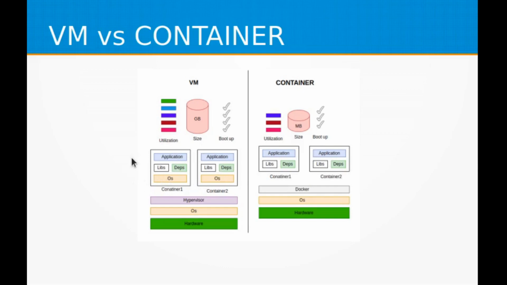Then the virtual machines also consume higher disk space. This is also because they are very heavy. Their size is usually in gigabytes, whereas Docker containers have their size in megabytes, and they don't have their own operating system in each container. They share the same OS kernel. Due to that, their size is also less and their utilization is also very low.